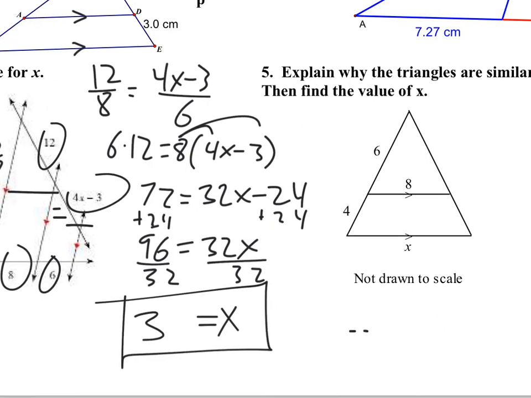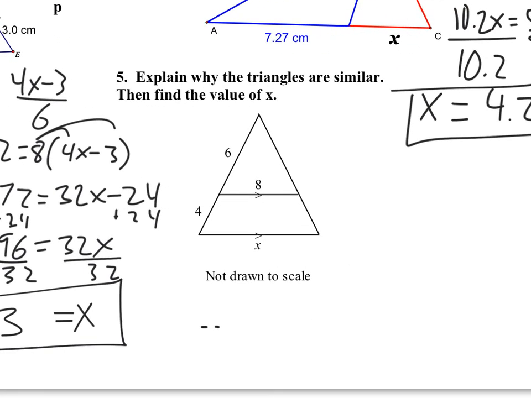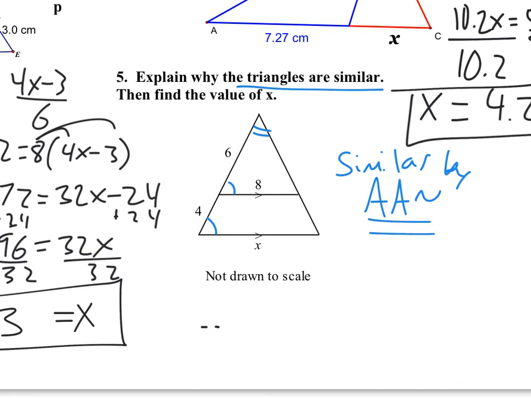Okay. And then last but not least, here we have a different one. It looks like the side splitter, but be careful, it's not. We've got to first explain why they're similar. Well, we've got these parallel lines here. So since these are parallel, this is the situation where we have these angles congruent, and then this angle is congruent to itself. So these are similar by angle-angle similarity.